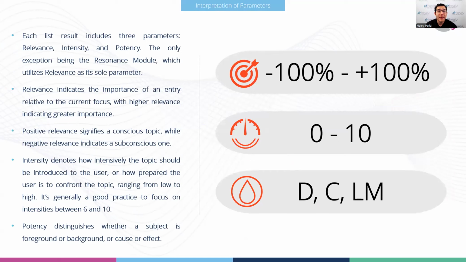Now, when it comes to interpreting parameters, you're going to see that when you do an analysis, in all of the modules, the only exception being the resonance module, you will be getting 3 different parameters. When you do the resonance module, you only get relevance. So the relevance basically means how important a particular result is for you in the particular moment of the analysis, right? You can get positive percentages and you can also get negative percentages. So if you get a negative percentage, it means that it's a subconscious topic.